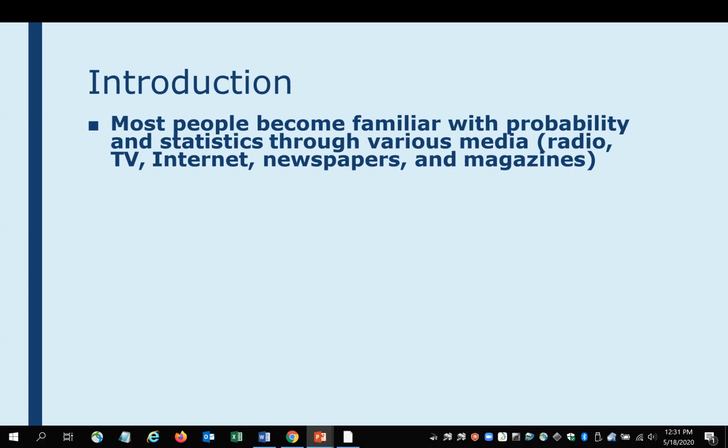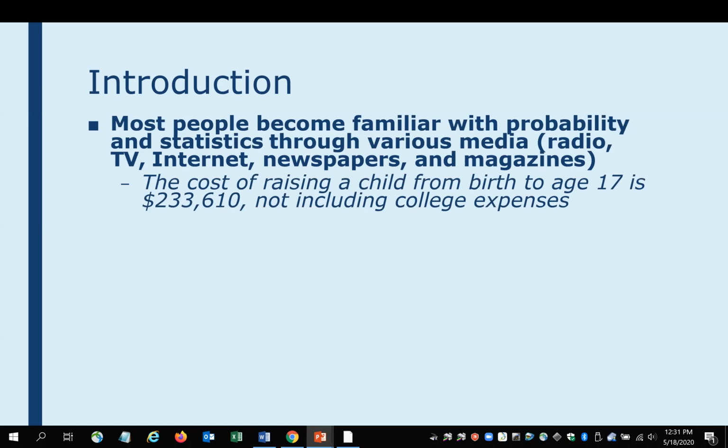You can hardly turn on the radio or the television, look at the internet, or read a newspaper or magazine without seeing probably at least one statistic. Some examples of things that you might see in the media would be the cost of raising a child from birth to age 17 is $233,610, and that does not include college expenses.